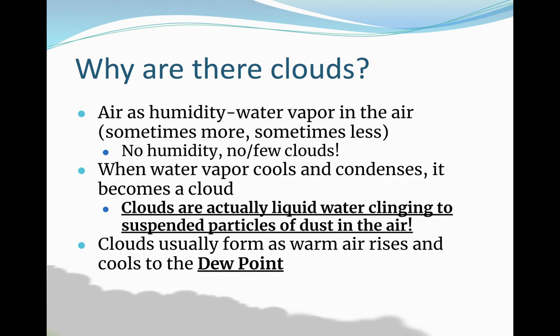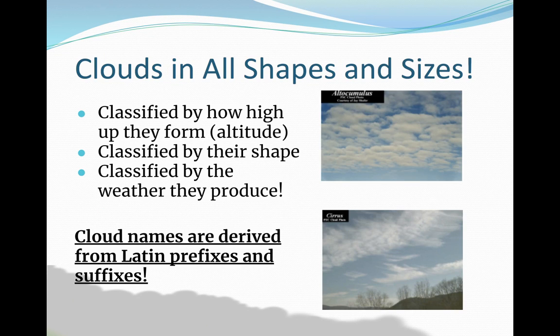So clouds are basically just condensed water in the atmosphere. They're liquid water that clings to particles of dust. And depending on what the dew point is or where in the atmosphere the vapor is cooling and condensing, we can get all sorts of shapes and sizes of clouds at different altitudes. We actually classify clouds based on where they form, so how high up they form or their altitude, the shape of them, and then of course the weather that they produce.